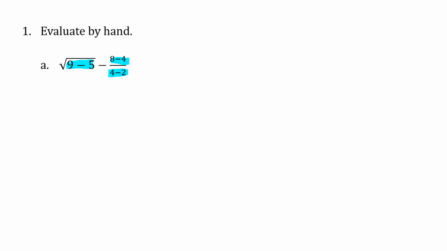So let's do that. We said that 9 minus 5 is 4, so we've got square root of 4 minus 8 minus 4. Let me do my laser pointer. 8 minus 4 simplifies to 4. 4 minus 2 simplifies to 2. So really we haven't even gotten into the order of operations yet. We're just simplifying within each individual term.